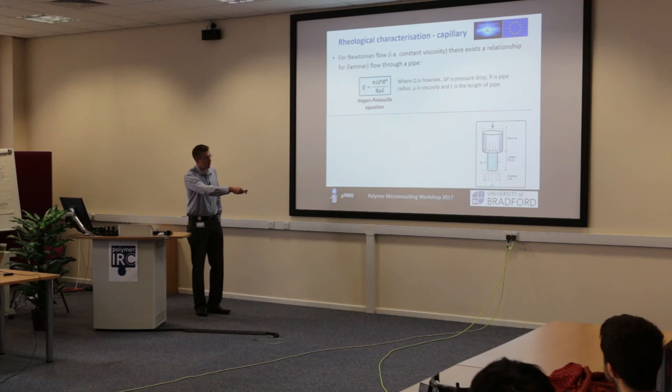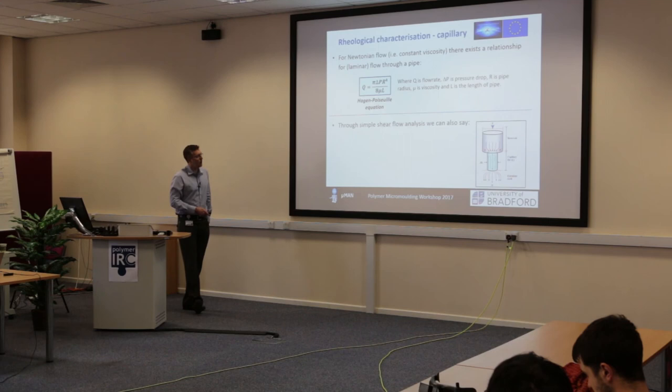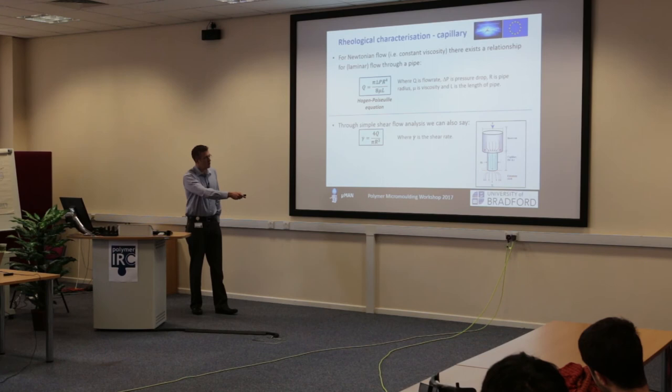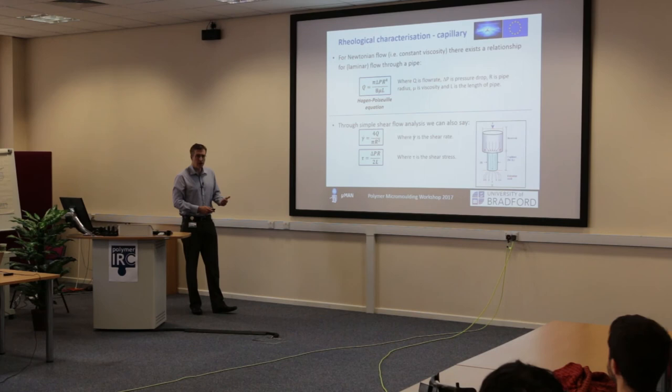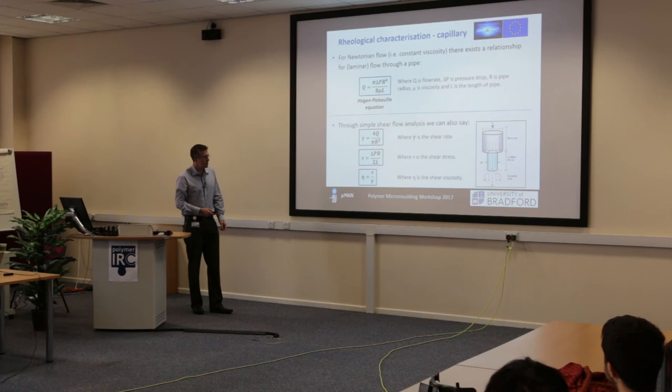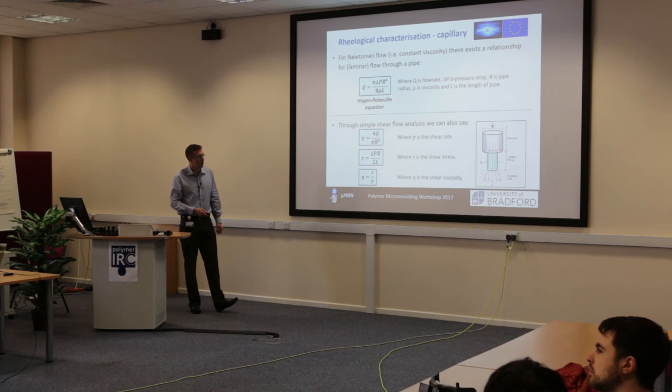So from this equation above, we can derive a shear rate at the die wall, which is our processing speed. That's just related to the volumetric throughput and the radius of the capillary. We can also, from the pressure drop, get a shear stress at the wall. So we get the shear rate and the shear stress at the die wall. And the definition of viscosity, resistance to flow, is just shear stress divided by shear rate. So once we've got those two, we can get a measurement of viscosity.